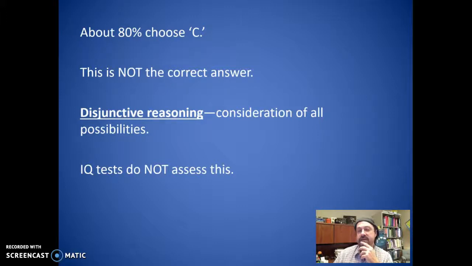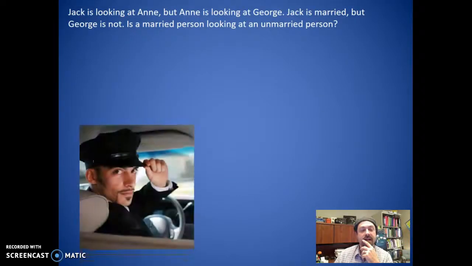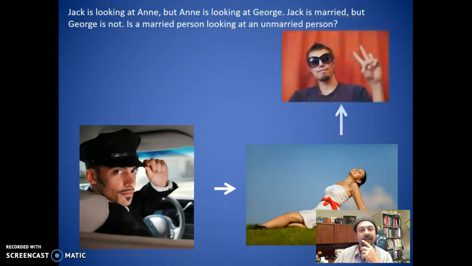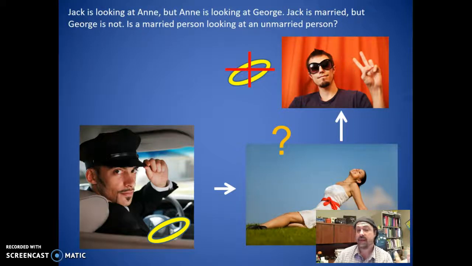And I think it's best to do this if we look at it visually. So again, we've got Jack. He's looking at Anne. Anne is looking at George. And so what do we know? We know that Jack is married, and we know that George is not. Anne, however, we don't know. So let's look at this again. Since we don't know what Anne is, the other two are kind of locked in place, so to speak.